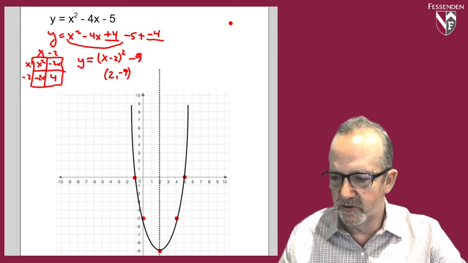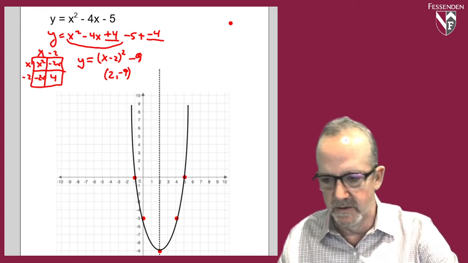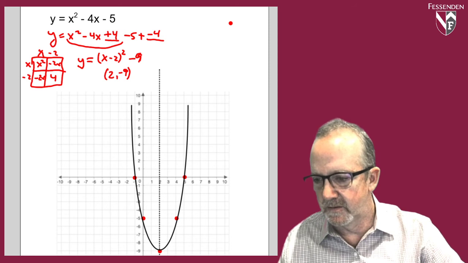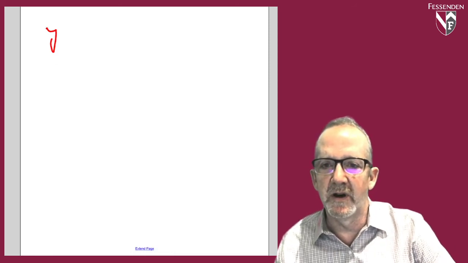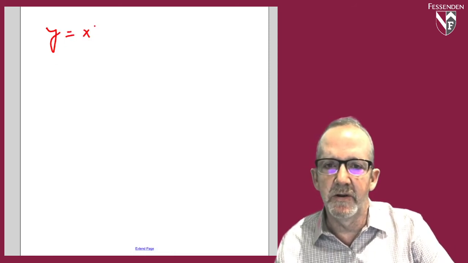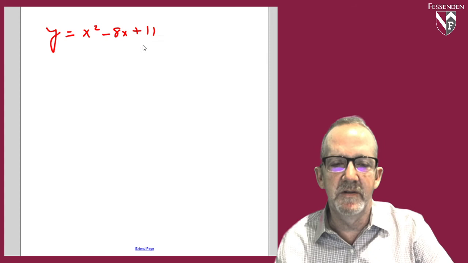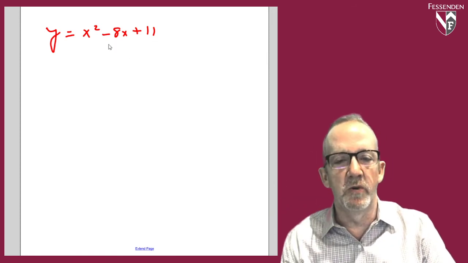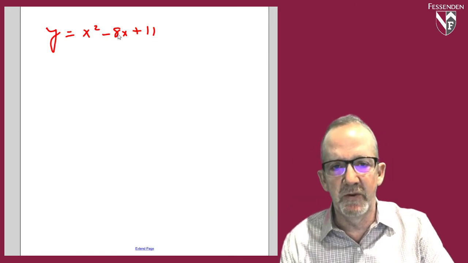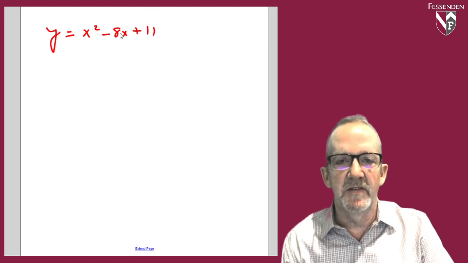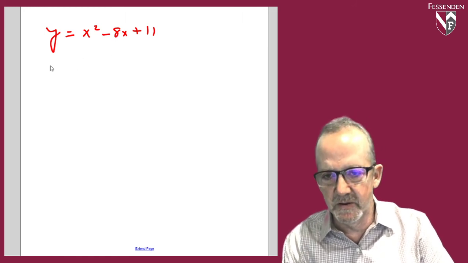Maybe one that's harder to graph. I think I can do this. Let's see. I'll just make one up. So y equals x squared, say minus 8x plus 11. It's not factorable. It'd be a lot of work maybe to find the vertex. We could, right? We could find the axis of symmetry and plug it back in. But let's do this vertex form.